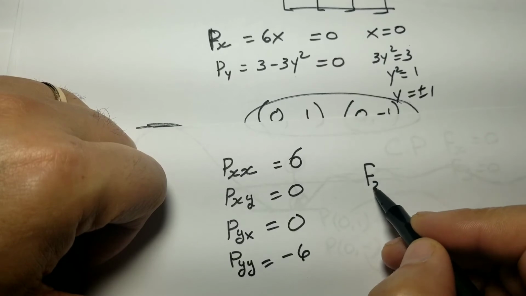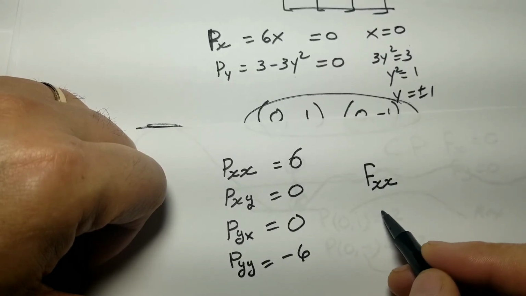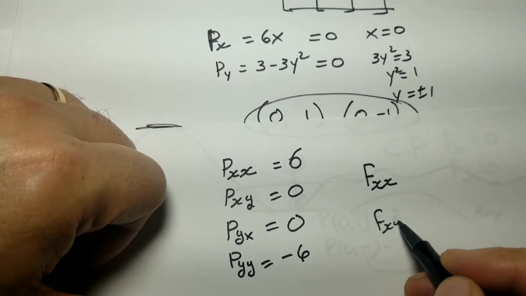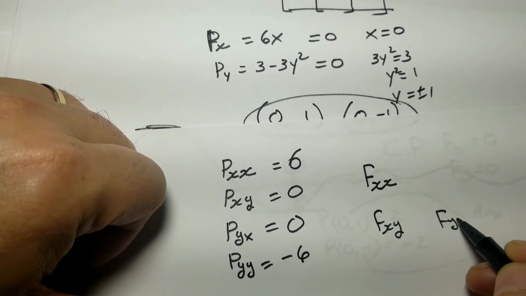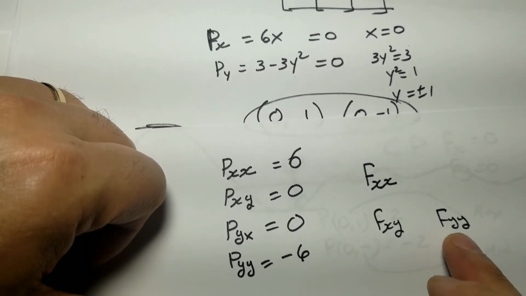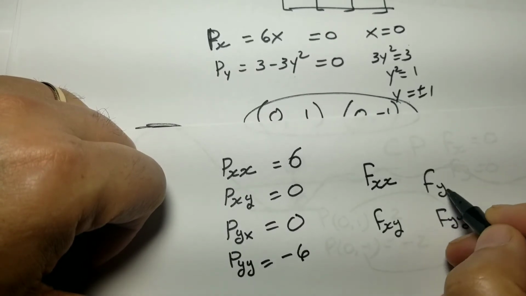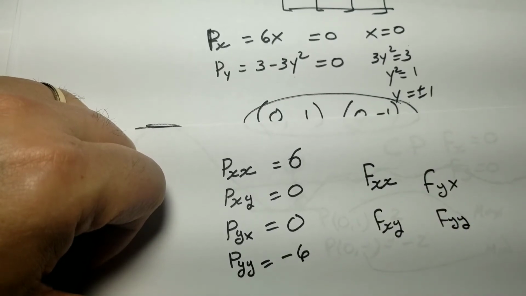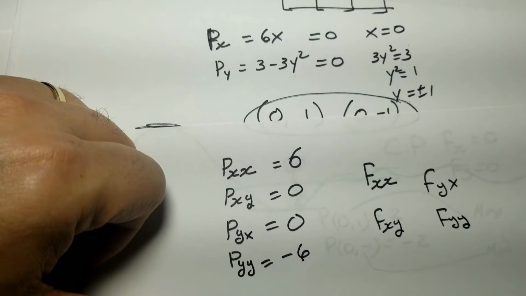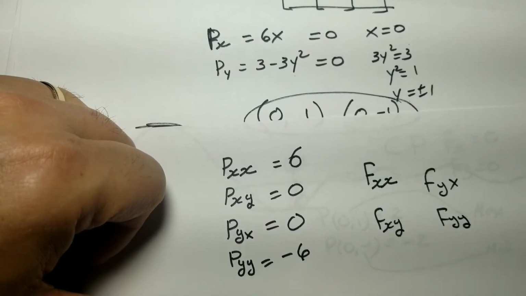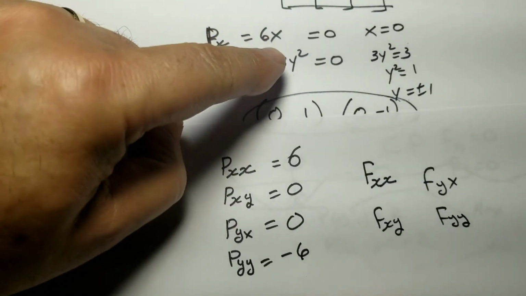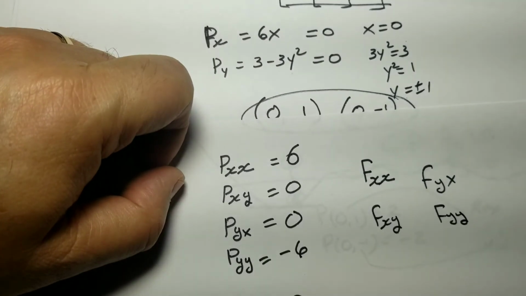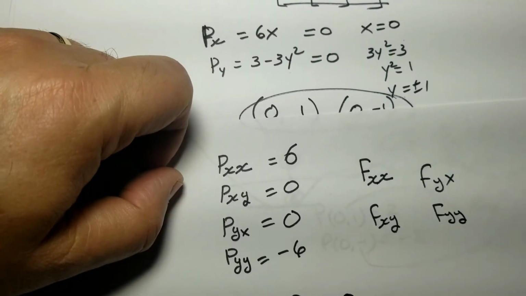I'm going to represent it by f instead of p. F of xx, what is the derivative of another one? F of xy. What is the other one? F of yy. What is the other partial second derivative from the y? It is f of yx. And if you remember, when we talked about partial derivatives, we always said order doesn't matter. If you take the partial derivative of x with respect to y, or the partial derivative of y with respect to x, both of them are going to be the same.